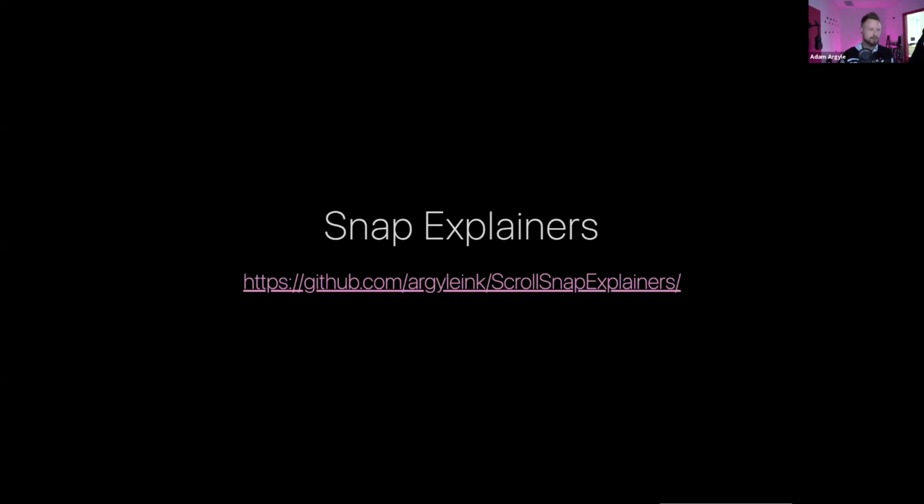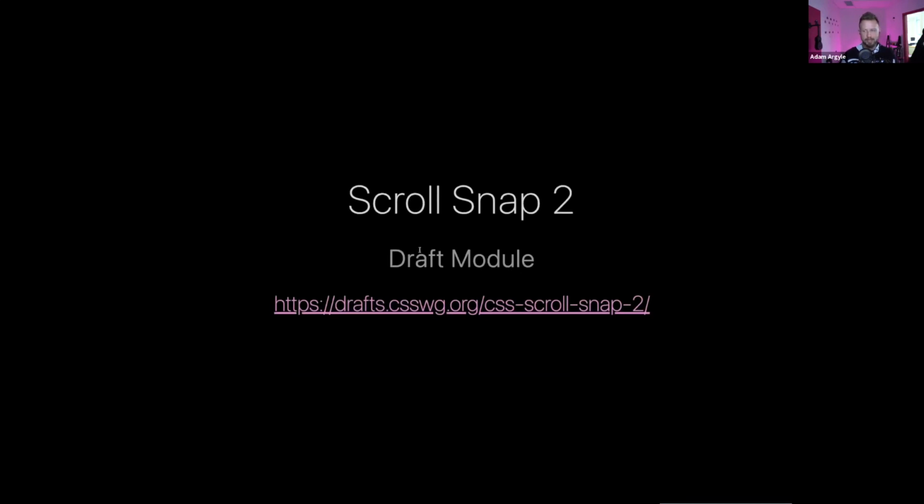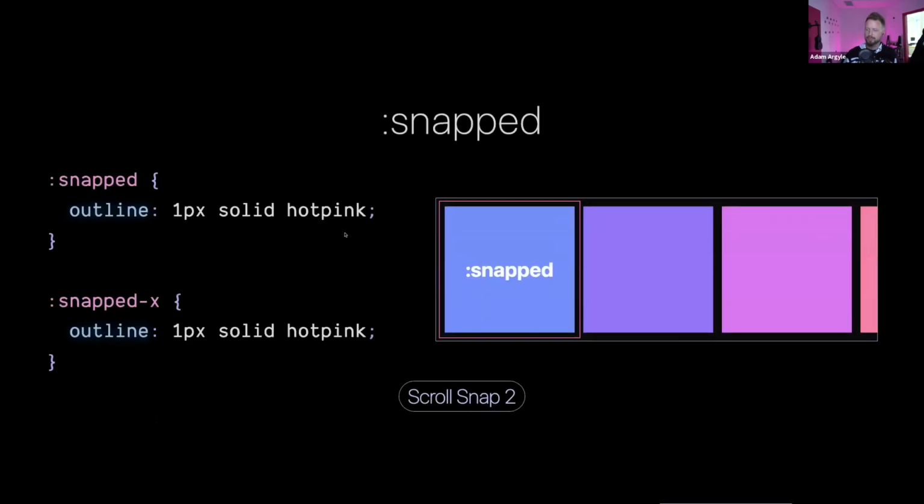Boom. And you can find all these links inside of there. So the scroll snap explainers, we'll go over those on GitHub, but I will introduce you to them right now. And here's a link to the draft. It's drafts.cssworkinggroup.org/CSS scroll snap 2. So in case you want to find it.